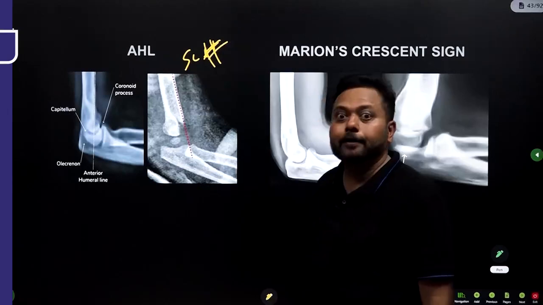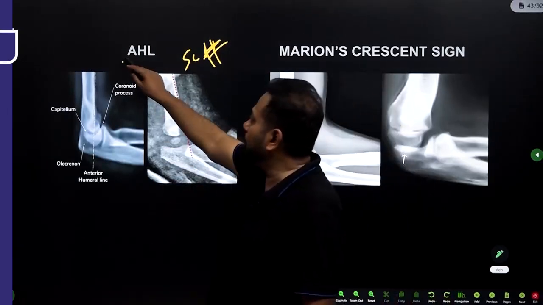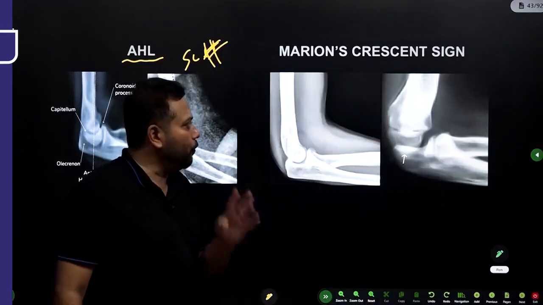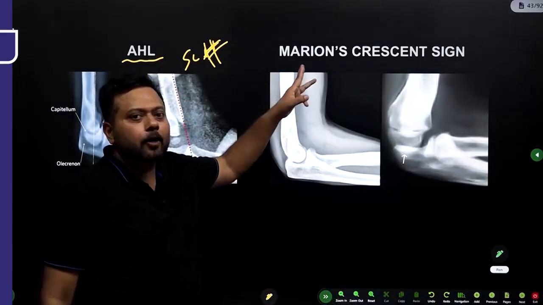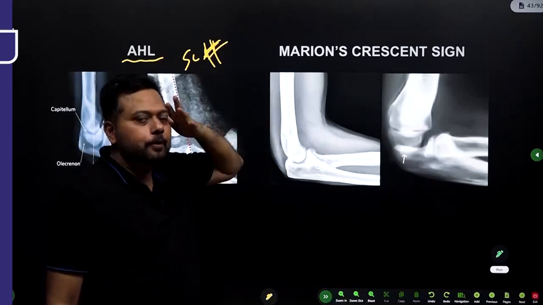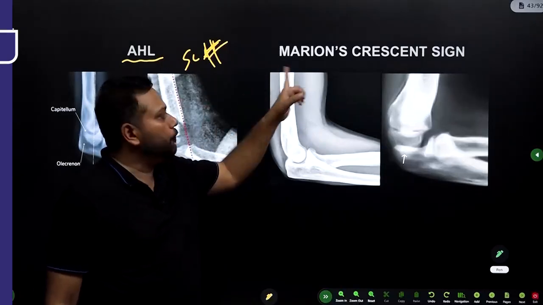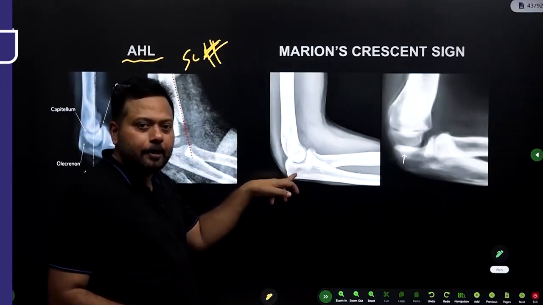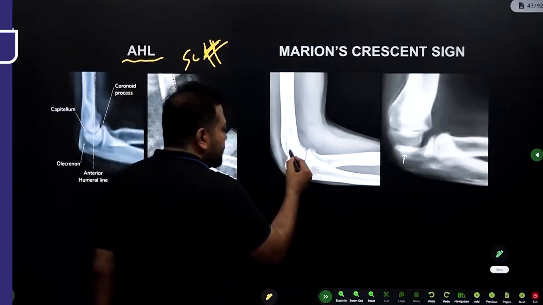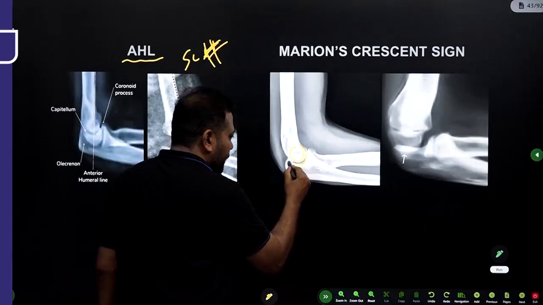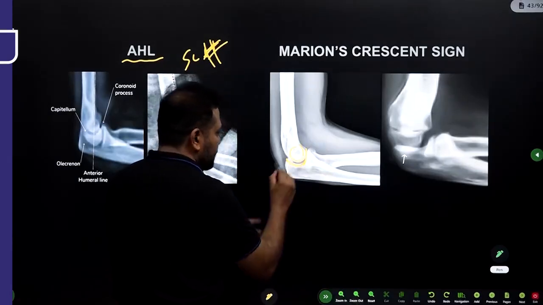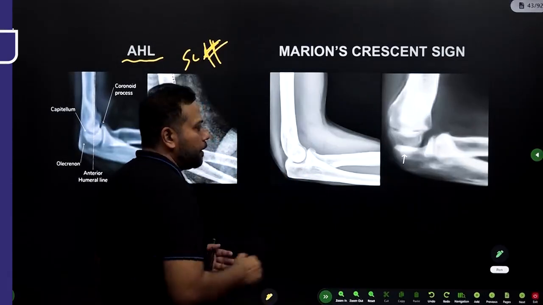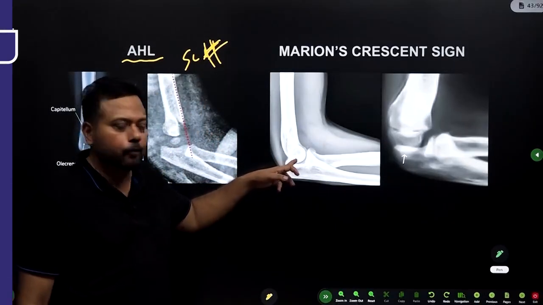Anterior humeral line is very important in assessing a supracondylar fracture. Third sign is over. Fourth sign, the full name is Marion crescent sign. Most of the undergraduate textbooks use the word crescent sign, but the full name is Marion crescent sign. Normally, this is a normal X-ray lateral view of the elbow. This is the capitulum. This is the olecranon. Olecranon is a part of the ulna bone. Capitulum is part of the lower end of the humerus.